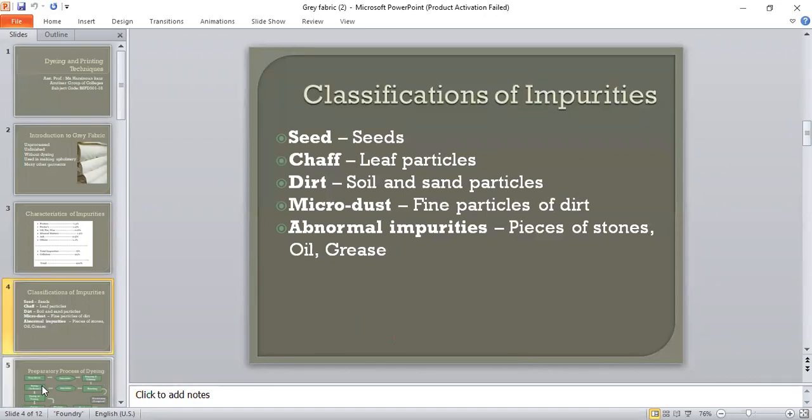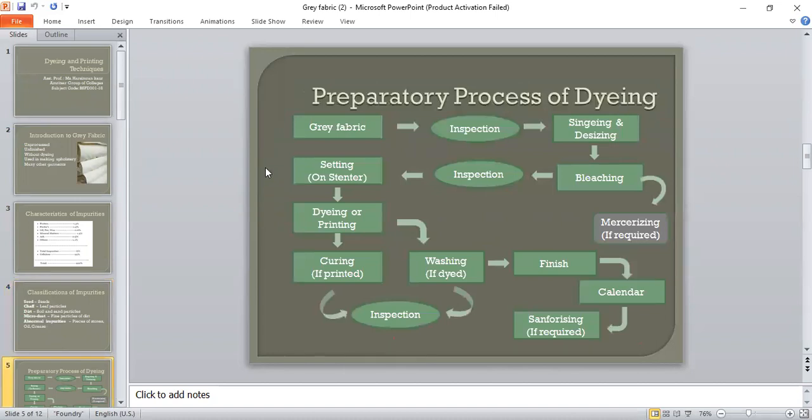Yes, ma'am. Okay, so next is preparatory process of dyeing. Now we will discuss all the processes of dyeing. This is the flow chart. First is the gray fabric which we have, and then it goes for the inspection. After the inspection, there is singeing and desizing. Next, it goes for the bleaching, and उसके बाद mercerizing होगी if it is required. Then after the bleaching, it will go for the inspection again.